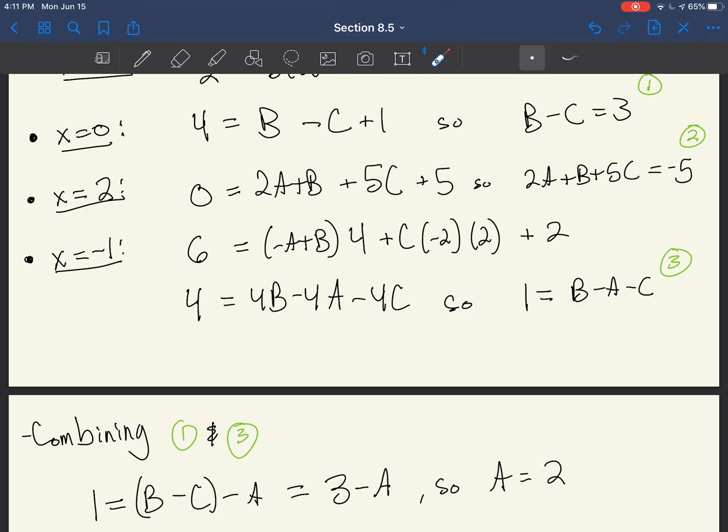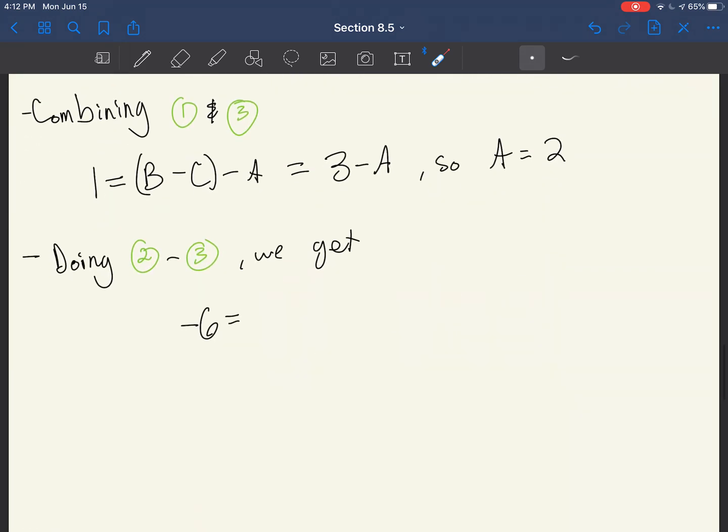2a minus -a is 3a. b minus b is 0. And 5c minus c is 6c. So we get 3a minus 6c, plus 3a plus 6c. I said it correct the first time.